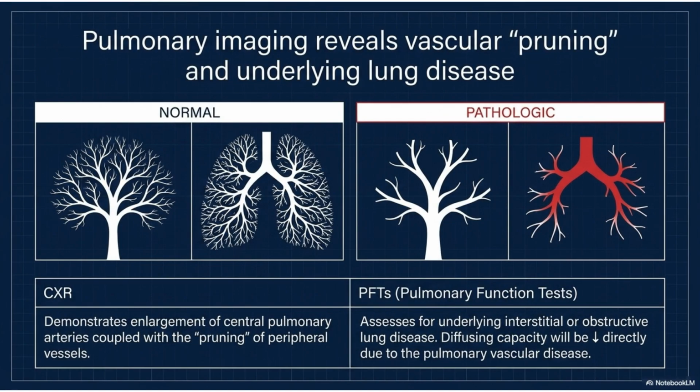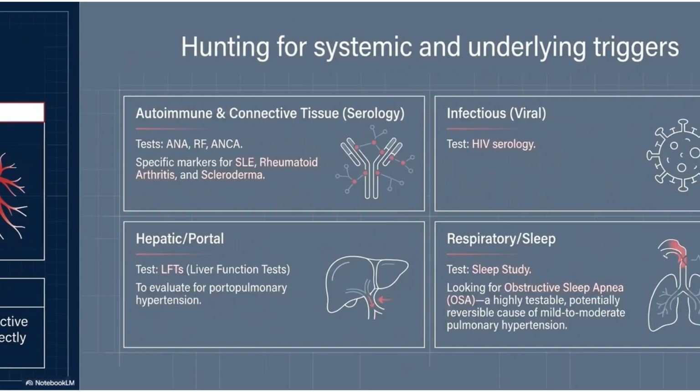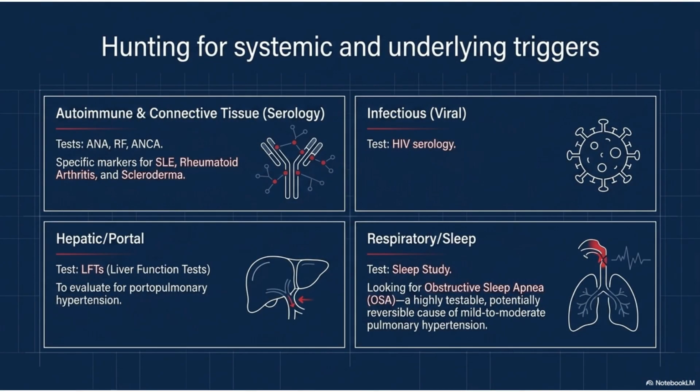Pulmonary imaging, like chest X-ray and pulmonary function tests, reveals vascular pruning in pathologic cases and helps uncover underlying lung disease. The etiology hunt involves testing for systemic and underlying triggers. This includes serology for autoimmune and infectious causes, liver function tests for hepatic/portal causes, and a sleep study for respiratory triggers like obstructive sleep apnea.